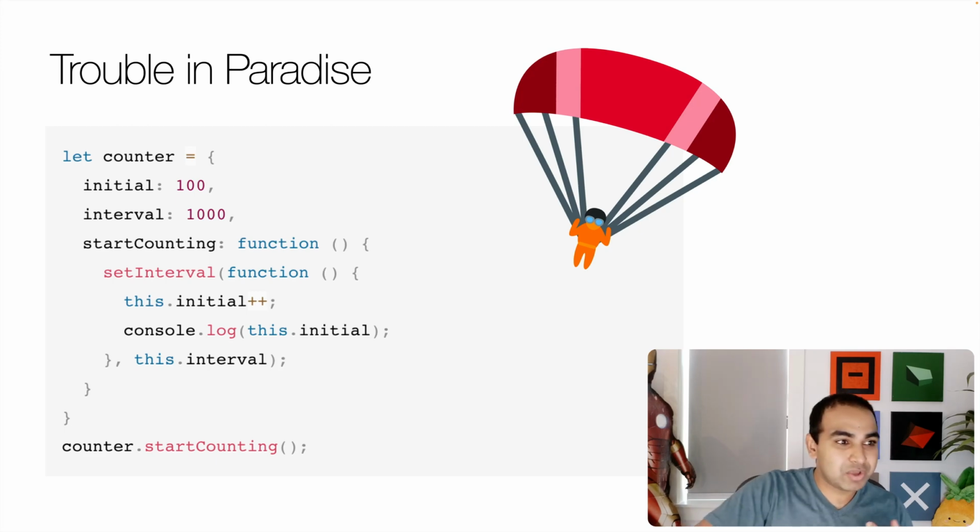So here's an example. We have an object called counter. It has two properties with numerical values, initial with a value of 100, interval with a value of 1000. And then we have a startCounting method, and it's a property.